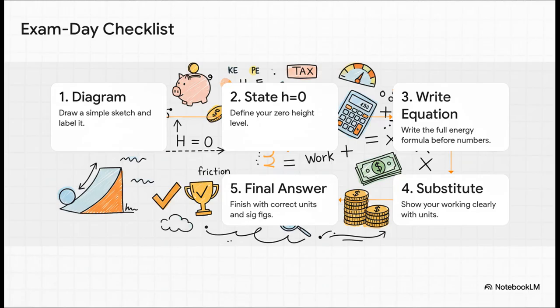So to make sure you don't fall into those traps, here's your exam day battle plan. A simple checklist. 1. Always start with a quick sketch. 2. Always state where your zero height level is. 3, and this is important, write out the whole energy equation before you put any numbers in. 4, show your working clearly. And 5, finish strong with the right units and sig figs. It just makes it easy for the person marking your paper to give you credit.